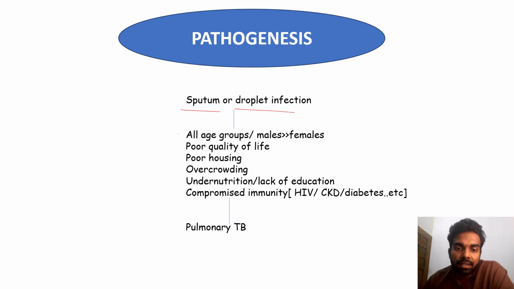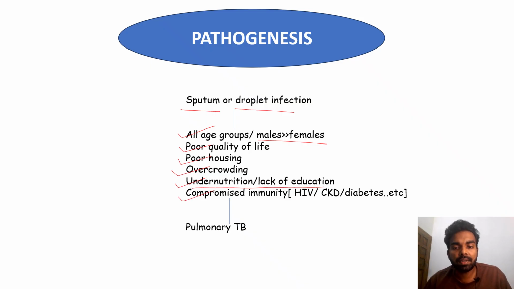It can infect all age groups. There's no exception. It can infect everyone. And considerably, it is said to infect males more than females. And people who are living a poor quality life, with poor housing, overcrowding, undernutrition, or lack of education. Lack of education means the patient lacks the minimum knowledge about how TB gets infected, and how we should avoid it or restrict a patient with TB from running around.